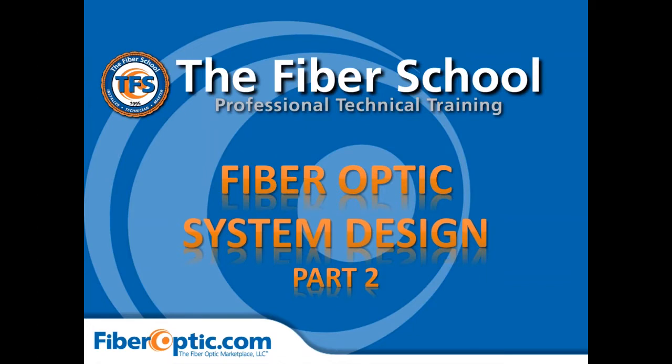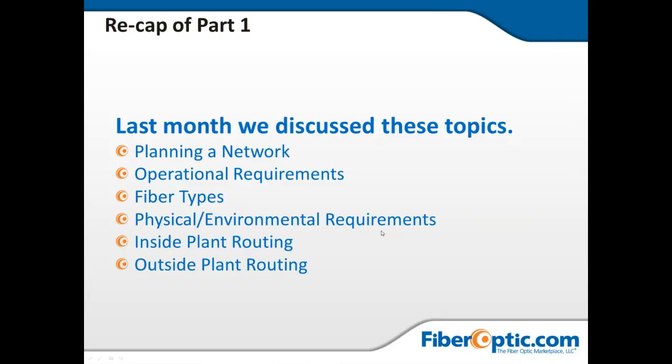As we continue with Part 2 of fiber optic system design, one of the first things we want to discuss is a Part 1 recap of what happened last month. Before, we talked about planning the network, some operational requirements you had to consider, the types of fiber available, the physical environmental requirements, inside plant routings, and even outside plant routings.